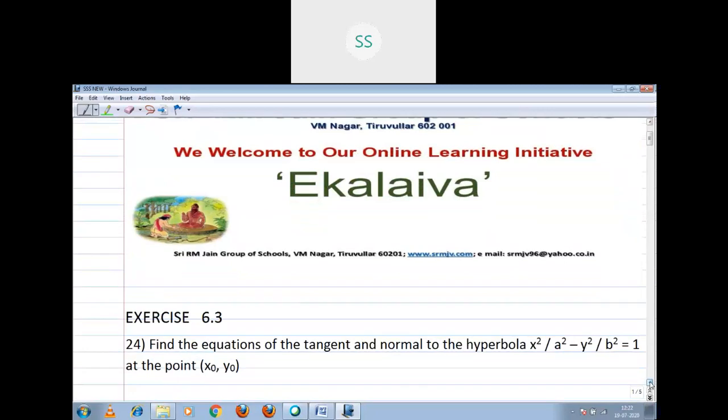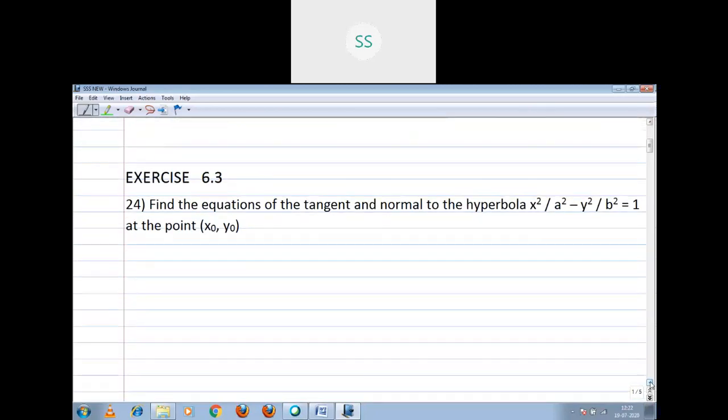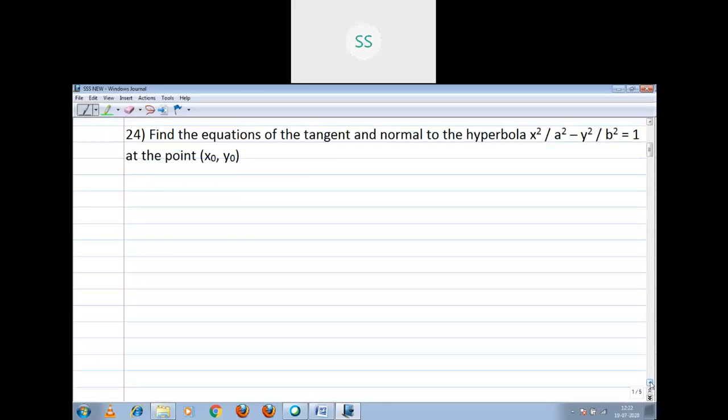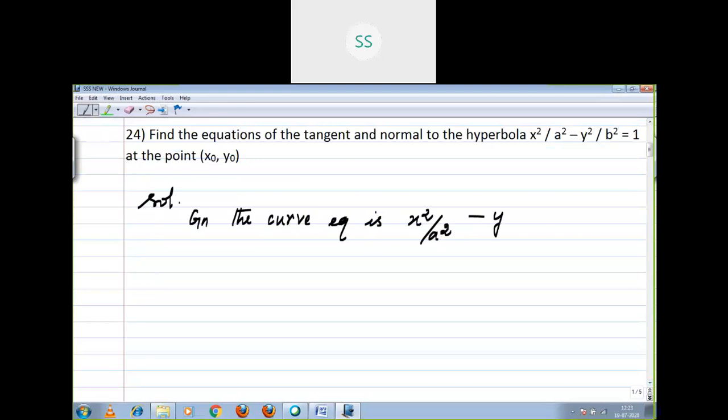Now I'm going to enter into the solution. Listen carefully, children. See here, solution. Given the curve equation is x square by a square minus y square by b square equal to 1. You are going to differentiate with respect to x on both the sides.